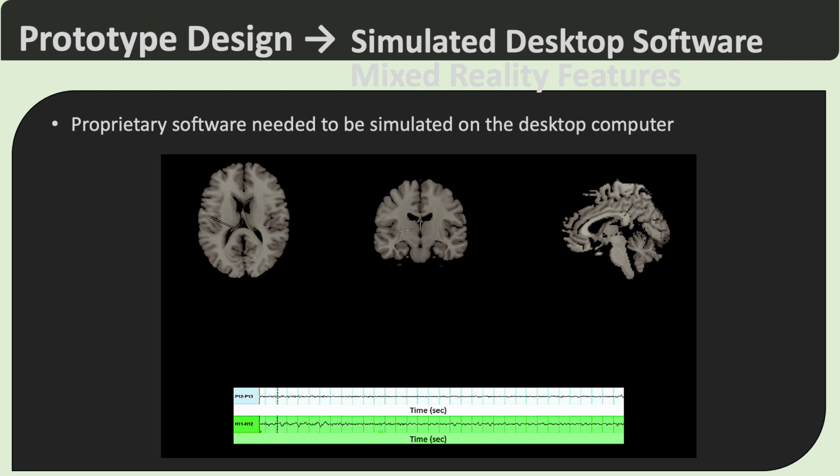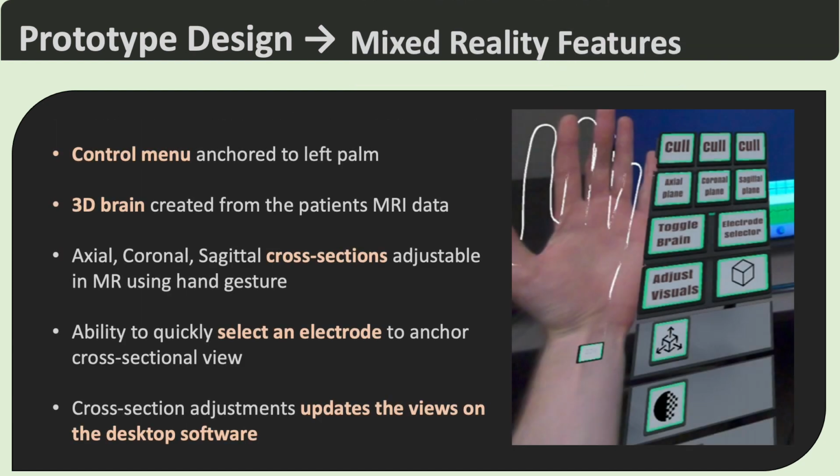We discovered that there's no obvious way to integrate with the proprietary software used by the neurologists. So we created a mock system to represent their current software. Shown here, it had 3 orthogonal cross-section views along with 2 example electrode strips.